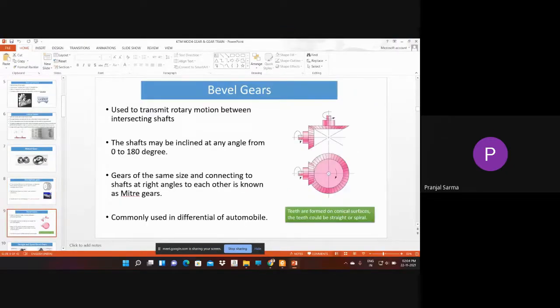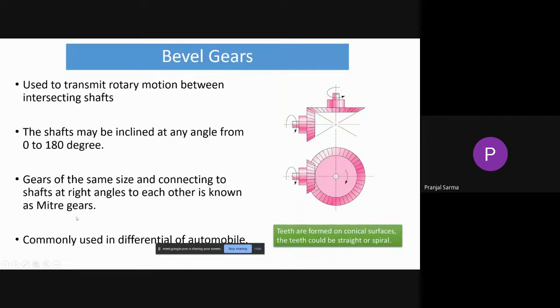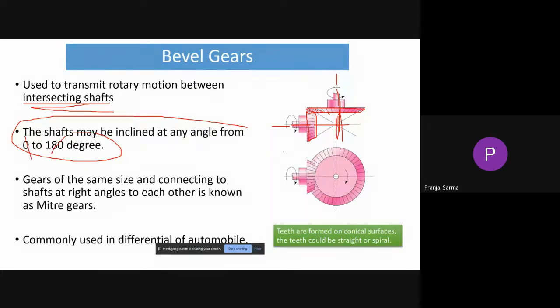Then we have discussed this bevel gear, where we have seen that it is used to transmit rotary motion between two intersecting shafts. That is the important thing. In this particular figure, this is one shaft direction and this is another shaft direction, so they are intersecting here. Now this angle of inclination may range between 0 and 180 degrees, but these two extreme cases are generally not used, though theoretically they are possible.